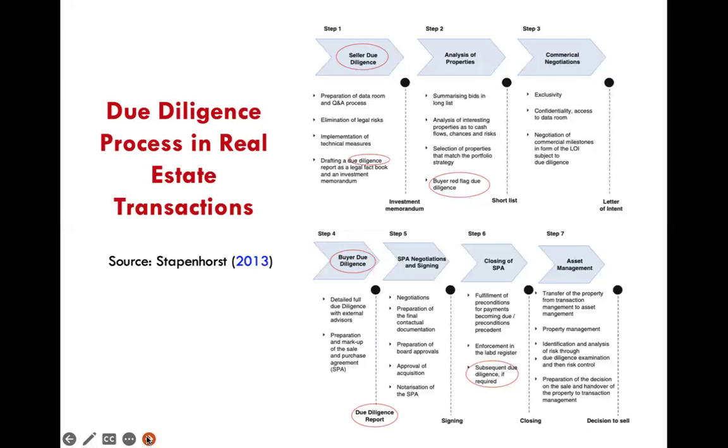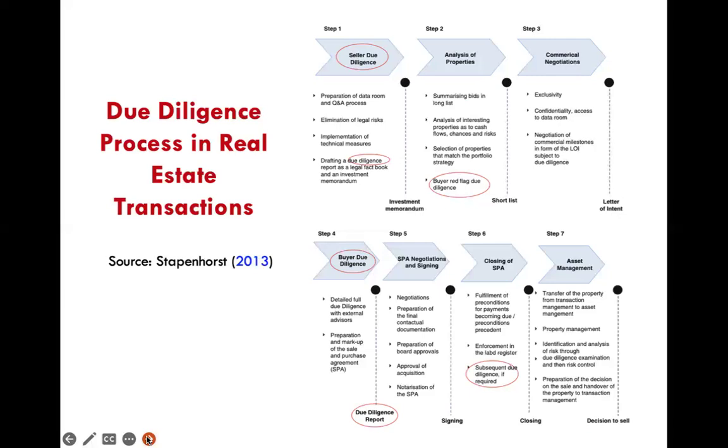And it would also inform how negotiations in terms of the sale and purchase agreement would go, right? And so you see that in stage 5, negotiations will be influenced by the information from the buyer's due diligence stage.